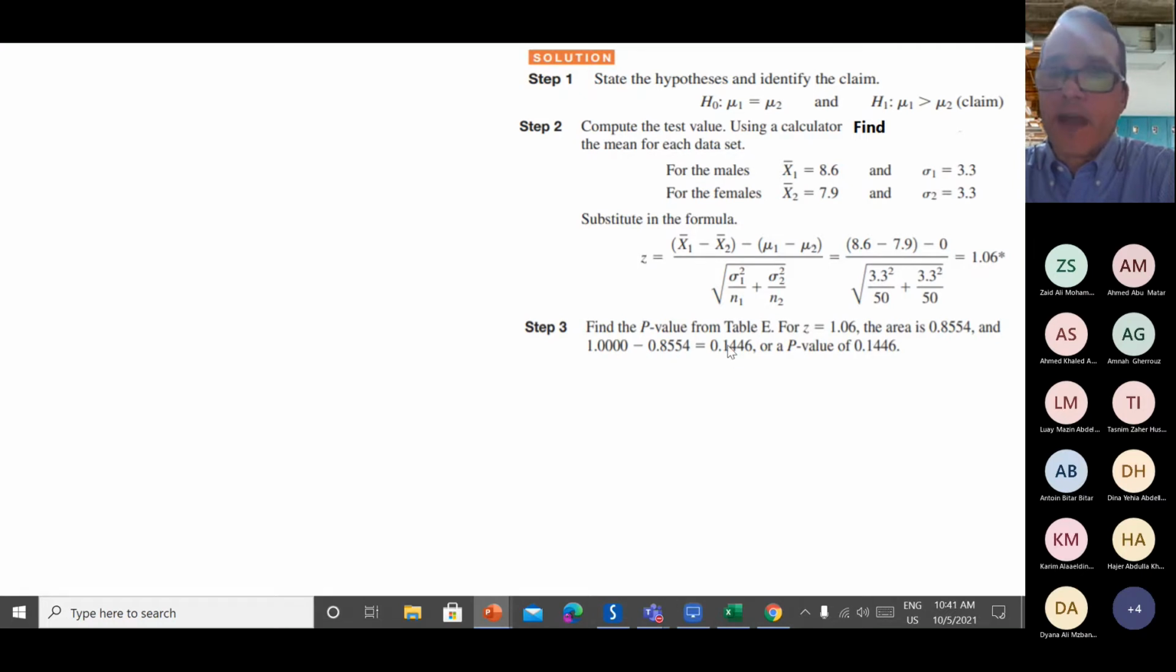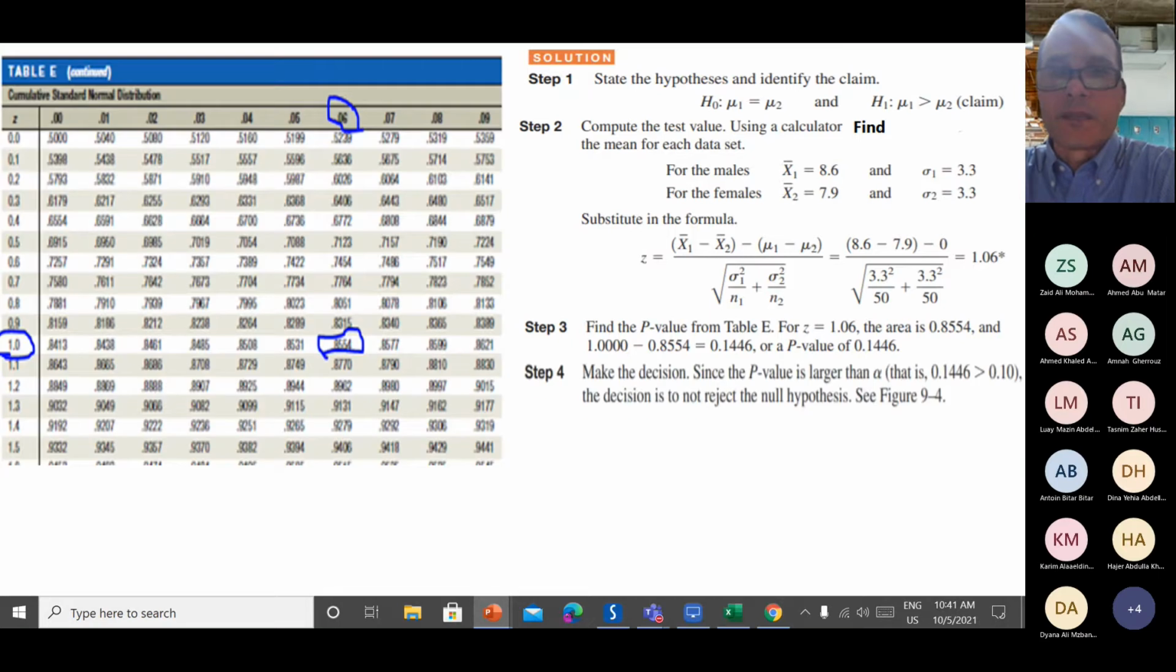Subtracting this one, I will get the area to the right of this z-stat. Now I have this p-value, and I will compare it with my alpha. I explained to you how to find 1.06 here. This is not the p-value because you have a right tail. So you have to get the area to the right. This is the area to the left, so the area to the right will be the total area, which is 1, minus this value, right?